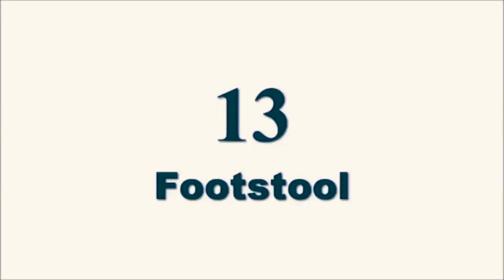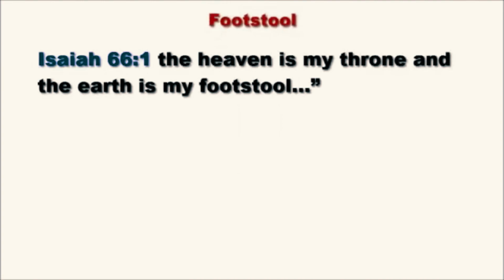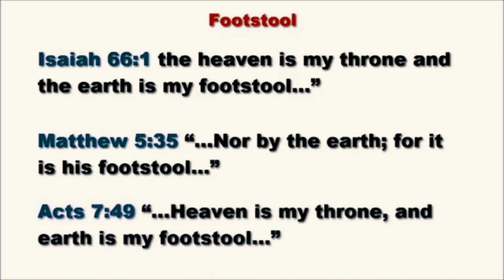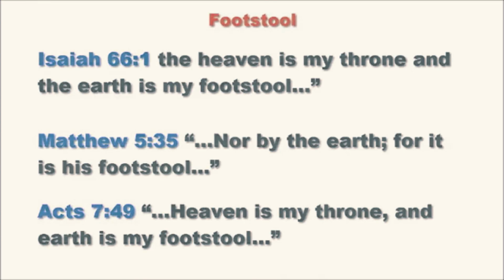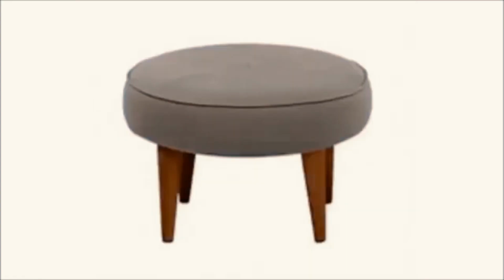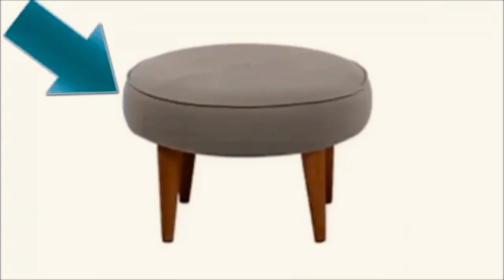Number 13, footstool. Isaiah 66 verse 1. The heaven is my throne and the earth is my footstool. Matthew 5 verse 35. He's swearing, nor by earth, for it is his footstool. Acts 7 verse 49. Heaven is my throne and the earth is my footstool. This is what a footstool looks like. It's got 4 pillars. Here's another one. How exactly are you mistaking this for this?